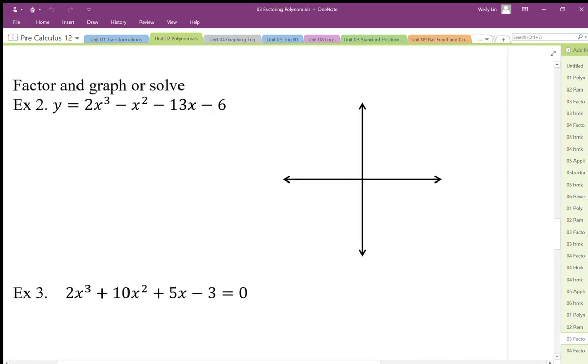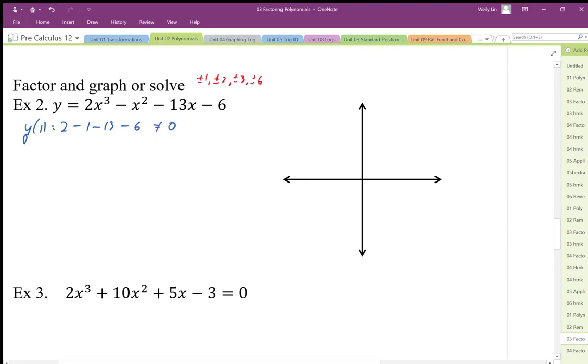My possible factors are going to be plus minus 1, plus minus 2, plus minus 3, plus minus 6. Now I really shouldn't start with 6. I'm probably just going to start with the easiest numbers to substitute, so I'm going to start with 1. So y of 1 is equal to 2 minus 1 minus 13 minus 6. So 1's not going to work. That's not equal to 0.